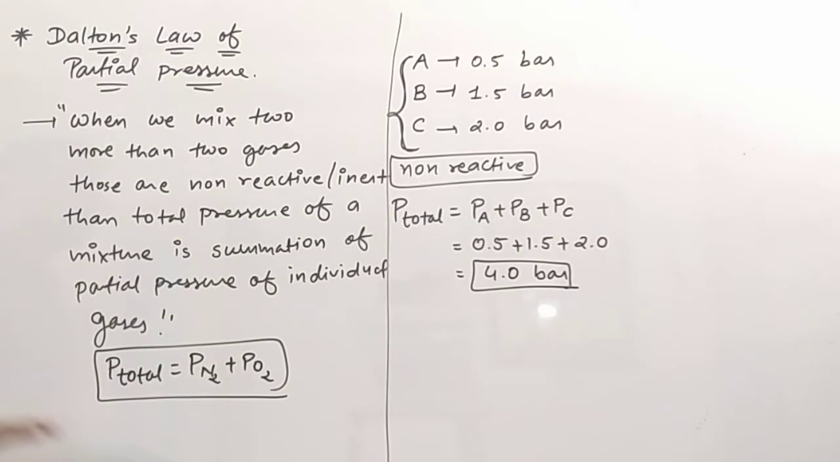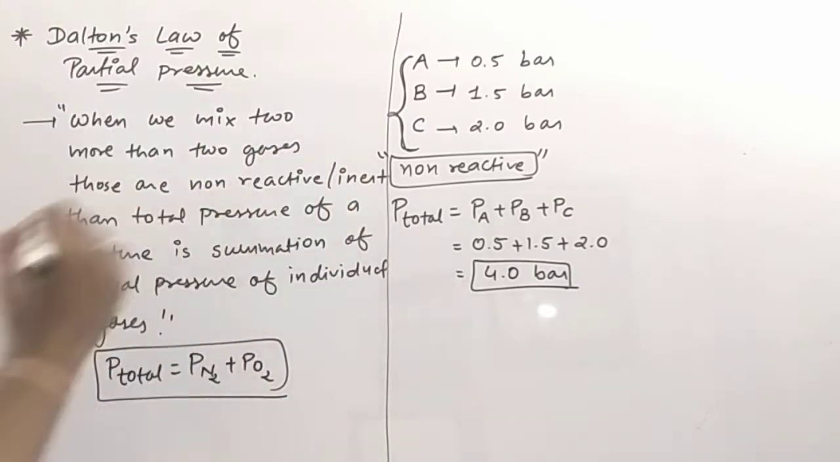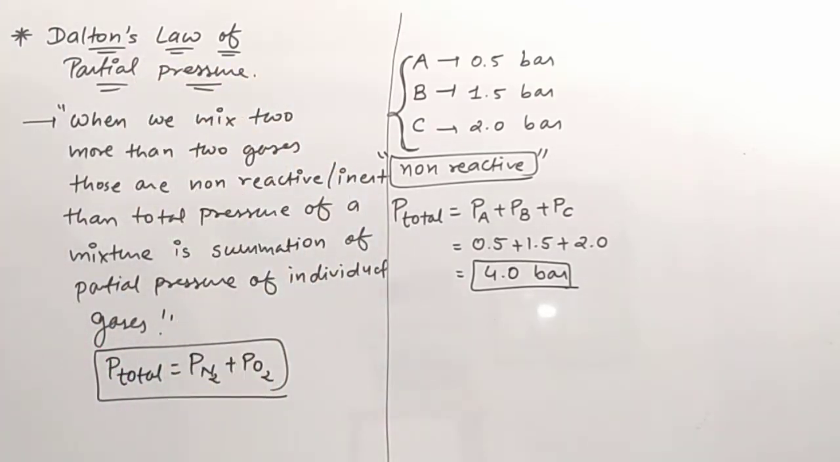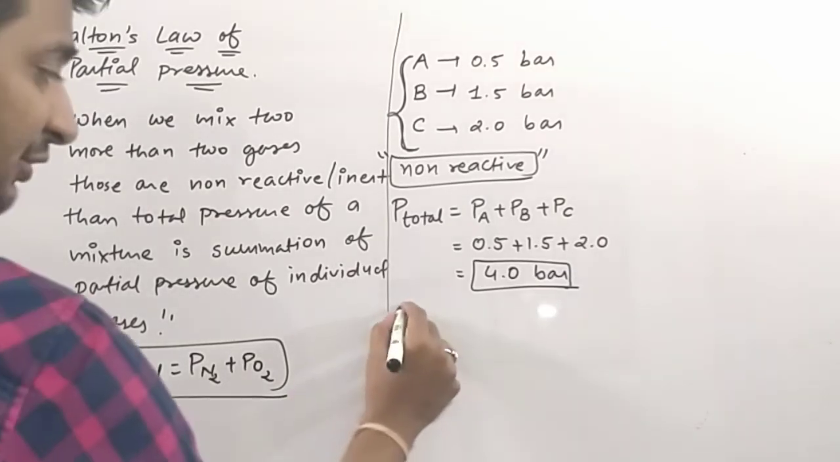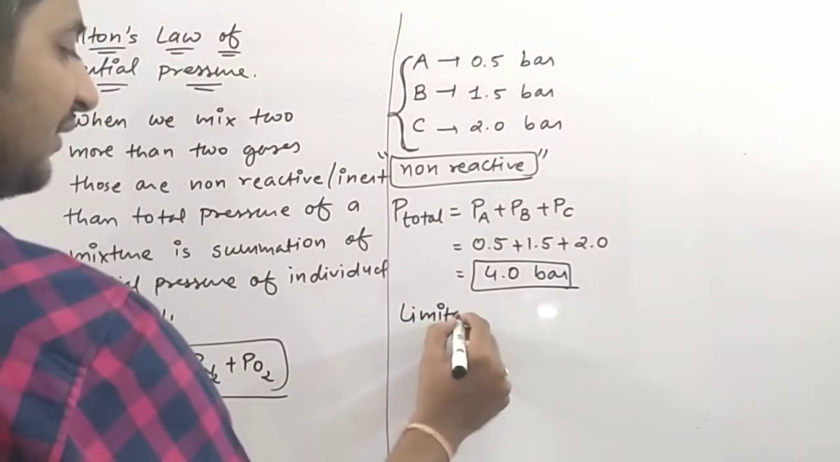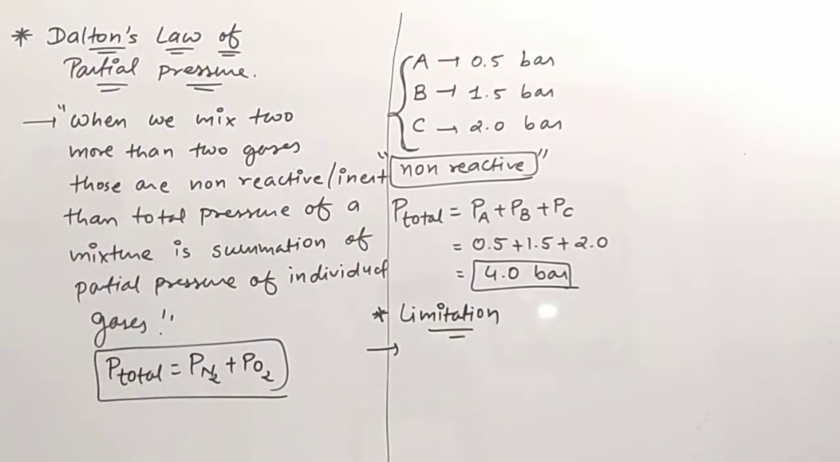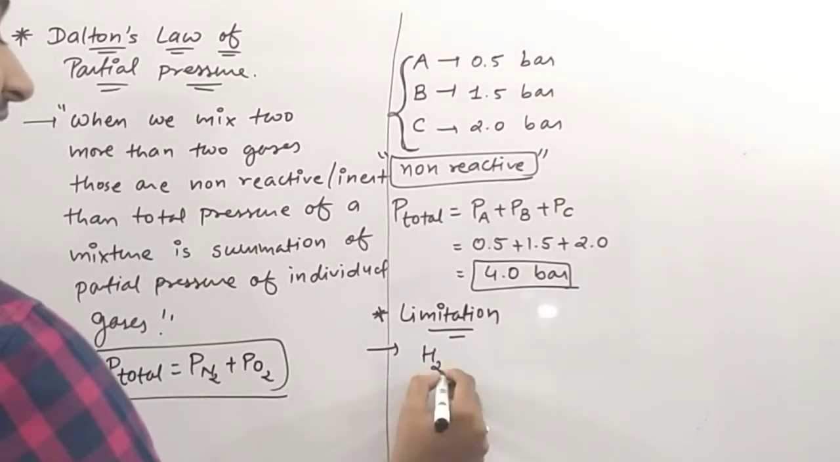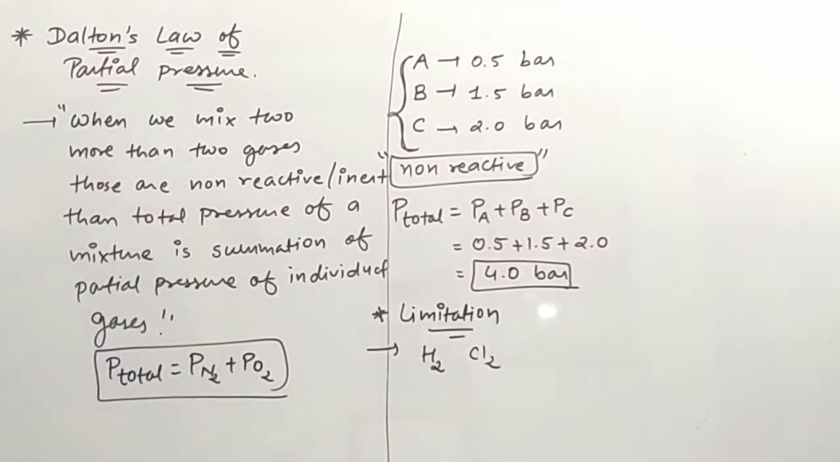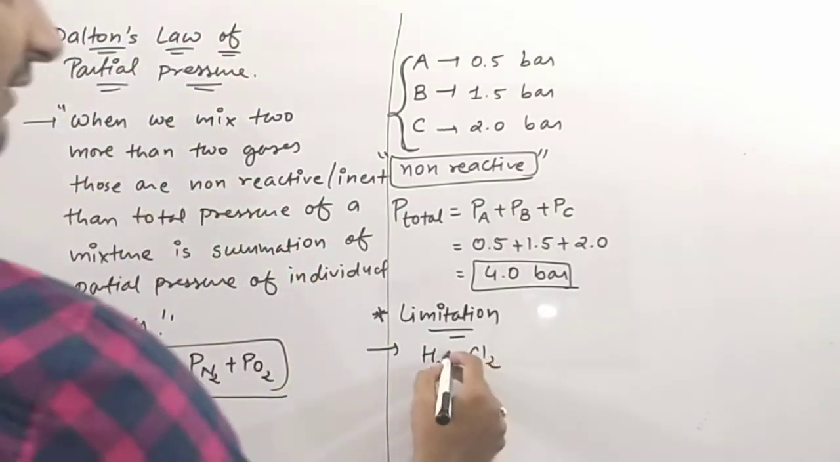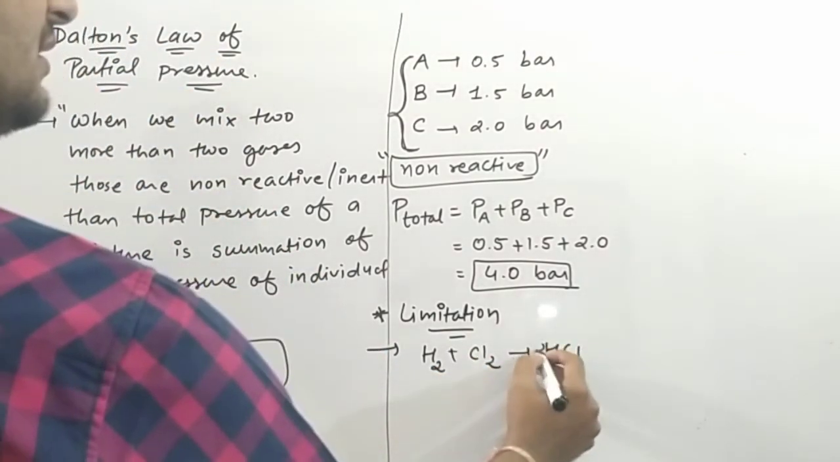So now you understood what Dalton said, but there was one condition: non-reactive gases. This is also the limitation. I would like to share the limitation of Dalton's law with you. The limitation was only one thing: he gave all this for non-reactive, inert gases. But for reactive gases, if I keep H2 and Cl2 together in one container, my dear student, they will form HCl by mixing with each other.